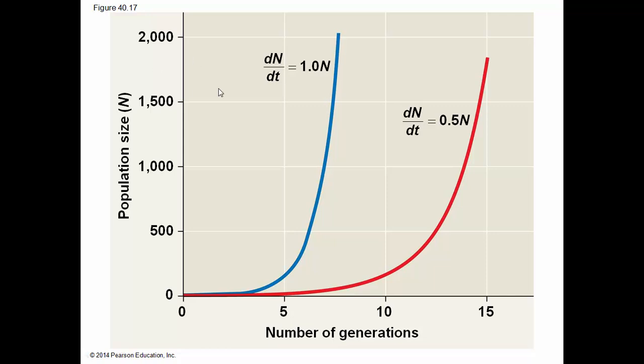So when the growth rate R max is 1, the growth rate is greater. You get an increase in a fewer number of generations. And when your growth rate is lower, 0.5, it takes more generations to reach your maximum exponential potential.